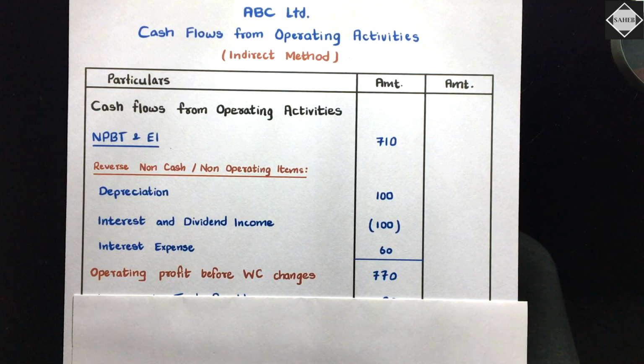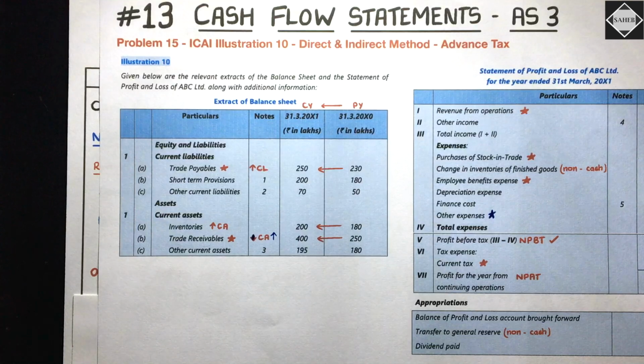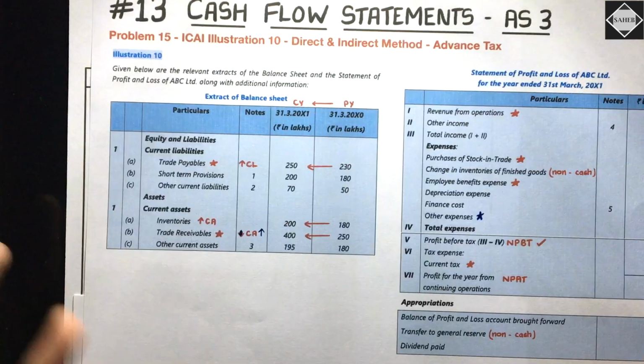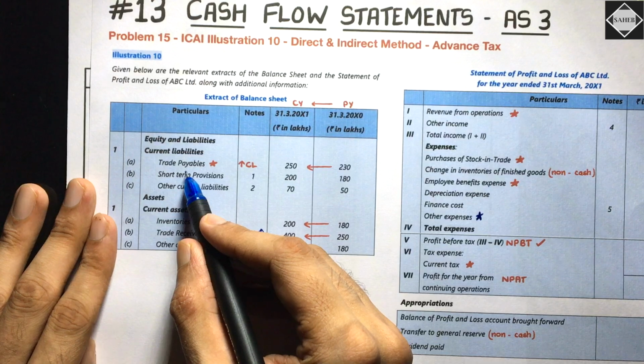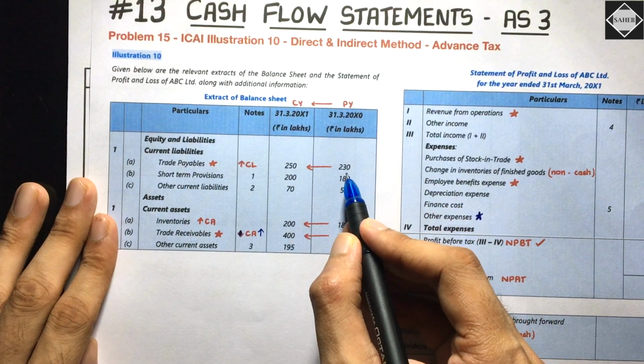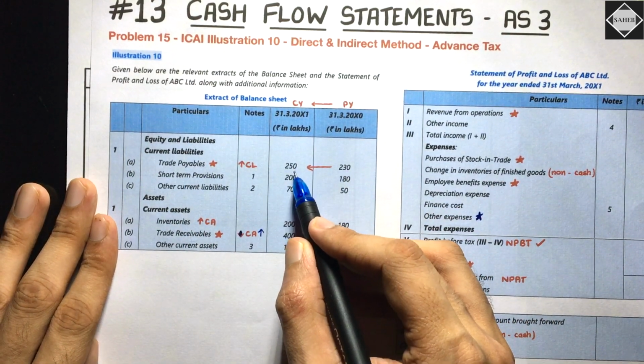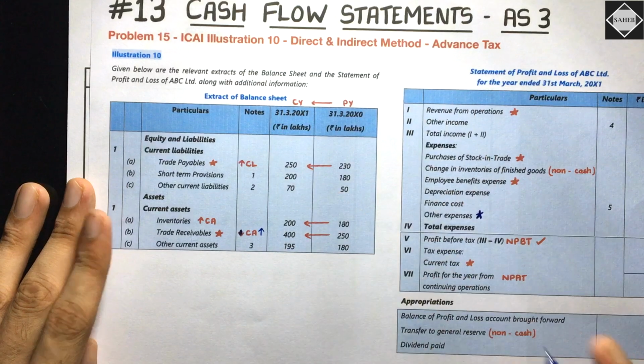So for working capital changes, what you have to do, you have to look into the balance sheet, find current liabilities and current assets. That's what you have to do. So first you have trade payables. That's a current liability. What is happening to this? Opening balance 230, closing balance 250. Increase of 20 is there.